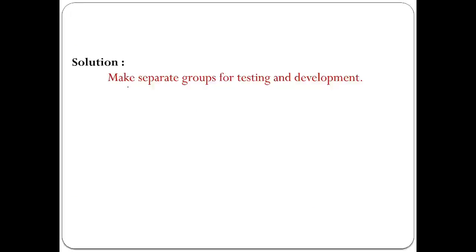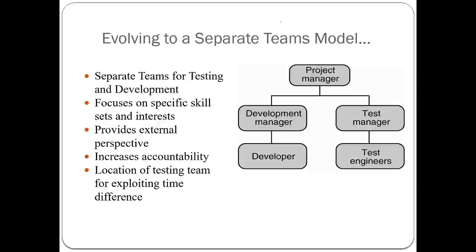So the solution for this is that instead of making the developers only testers and testers only developers, make separate groups for testing and development. In the organization structure of a single product company, you make two teams, one for testing and one for development. So we evolve to a separate team model, with separate teams for testing and development.